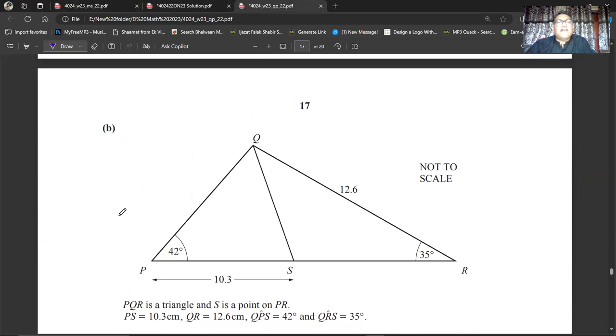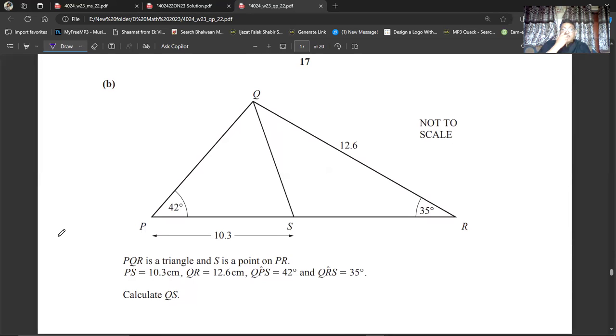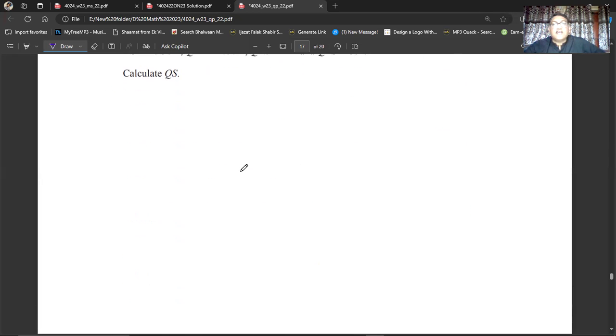Okay, then we have the B part here. He says PQR is a triangle and S is a point on the PR. The PS is 10.3. The QR is 12.6. And the QPS is 42 degrees. And the QRS, this angle is 35 degrees. Their first question is find the QS. This is QS. And you know how much marks this question has? It has 5 marks. So it's a 5 marks question.